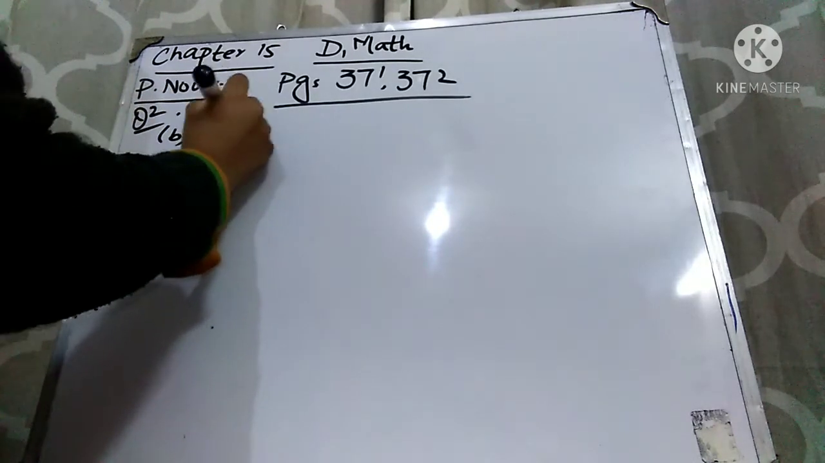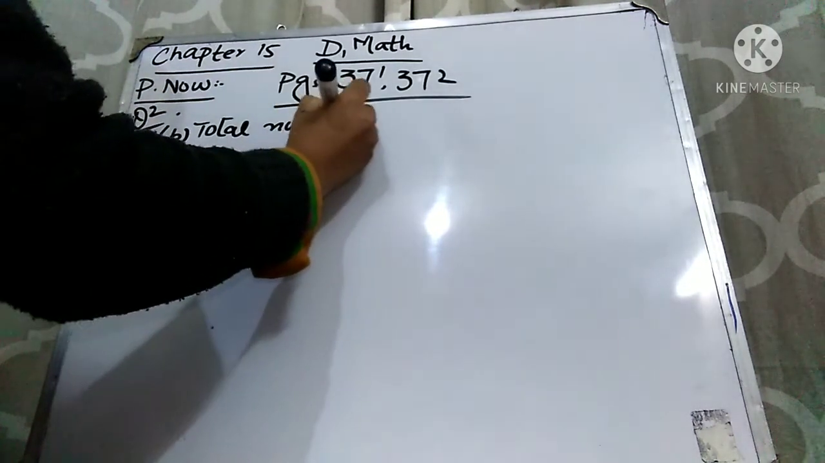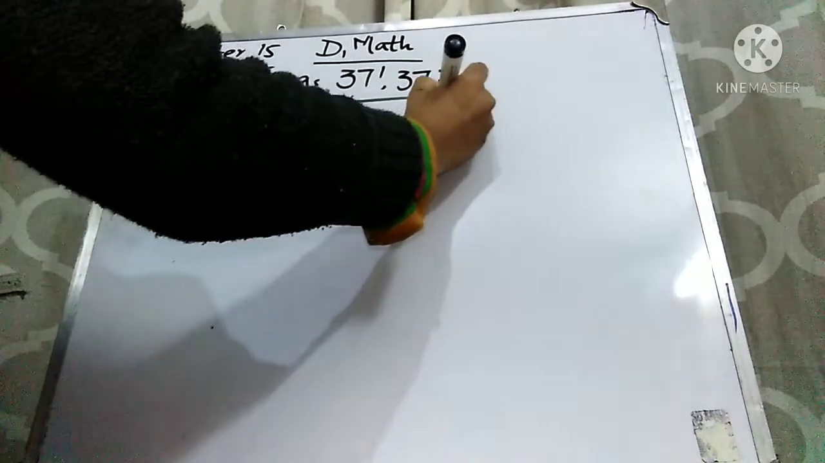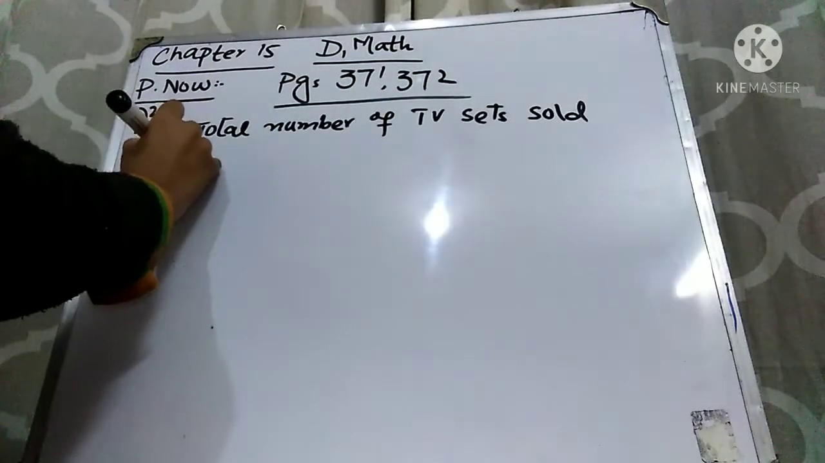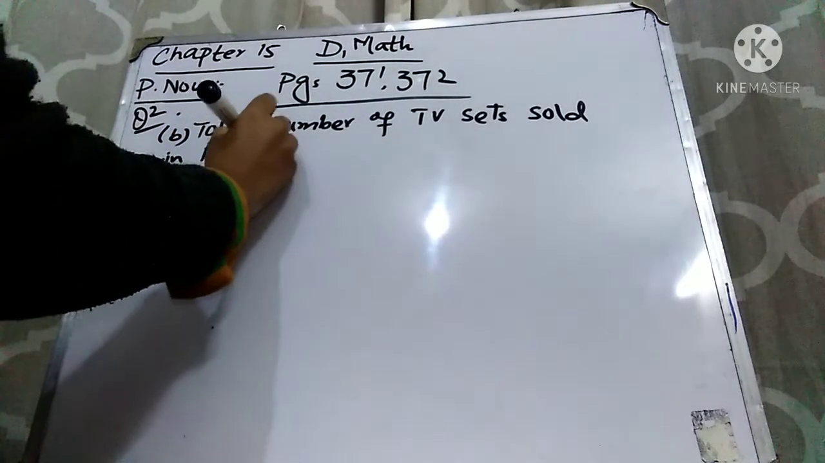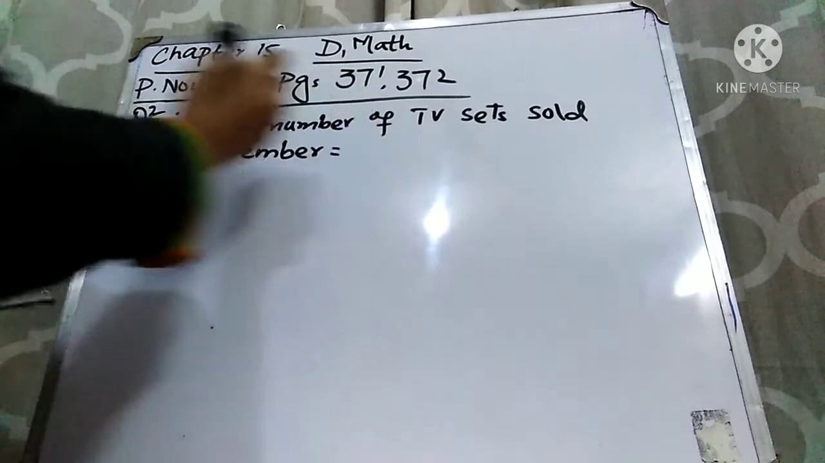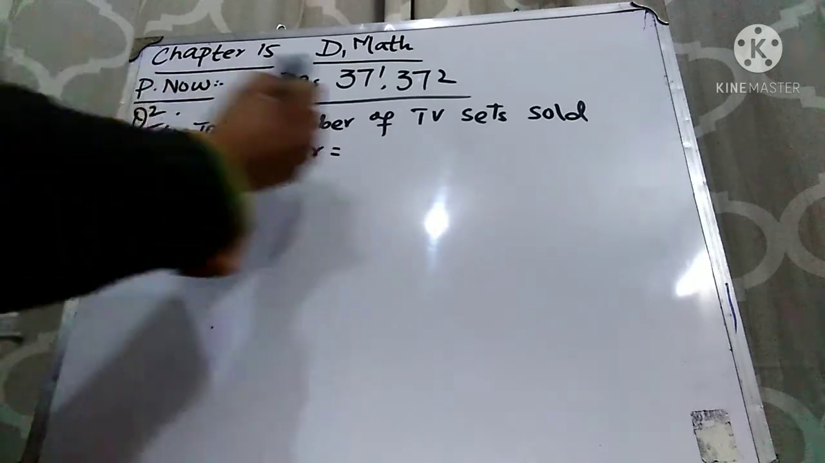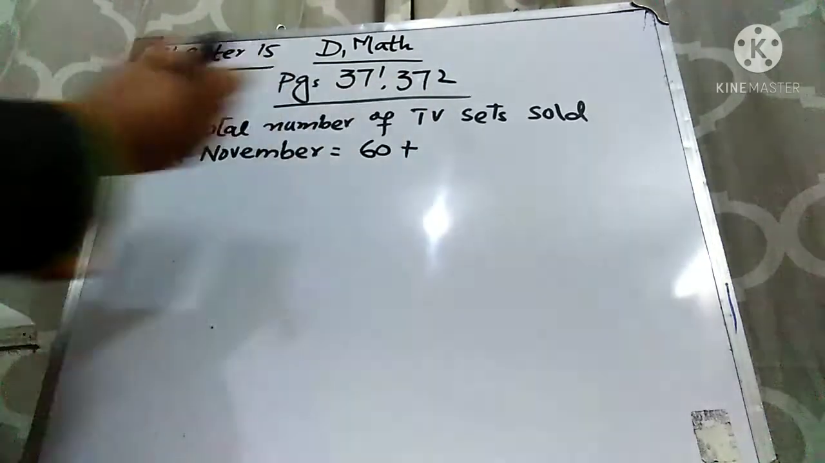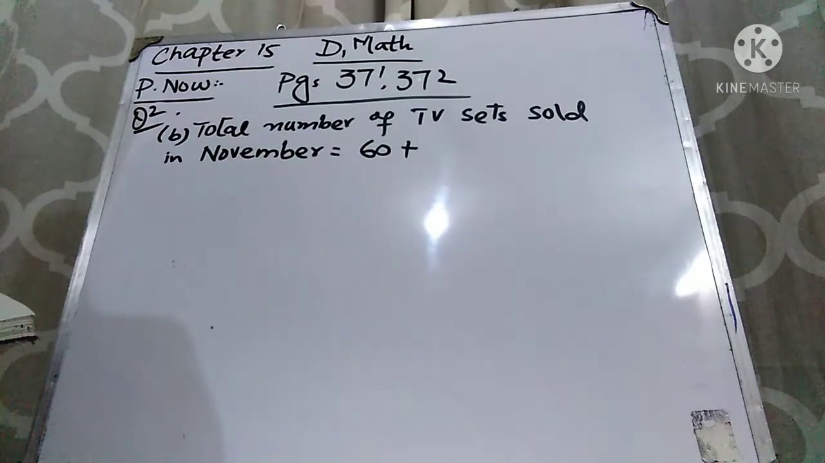So you will write down: total number of TV sets sold in November. You will add up all the blue bars, as you know that blue color stands for November. The first blue bar goes till 60, so you will add 60. The second blue bar goes till, as each line stands for 4 numbers, 20, 24, 28, and one more is 29.